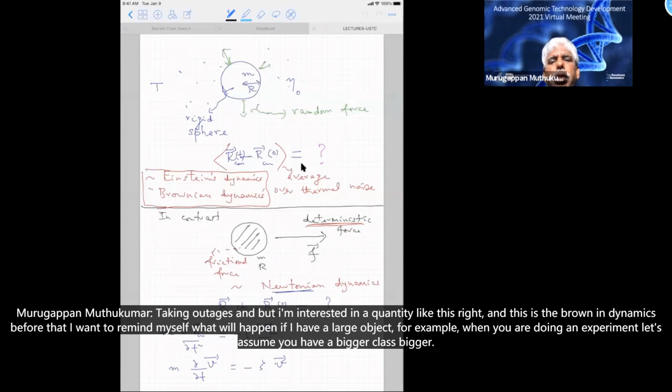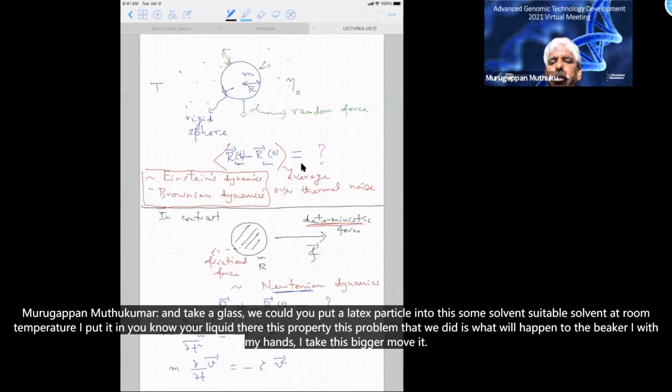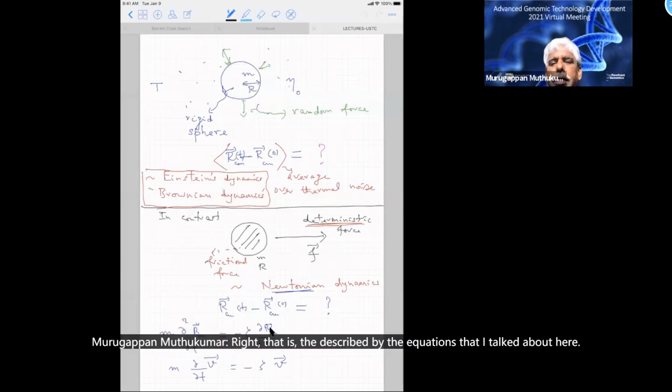Before that, I wanted to remind myself what will happen if I have a large object. For example, when you are doing an experiment, let's assume you have a glass beaker. You put a latex particle into some suitable solvent at room temperature. I put it in, you have liquid there. This problem that we did is what will happen to the beaker when, with my hands, I take this beaker and move it. That is described by the equations that I talked about here.